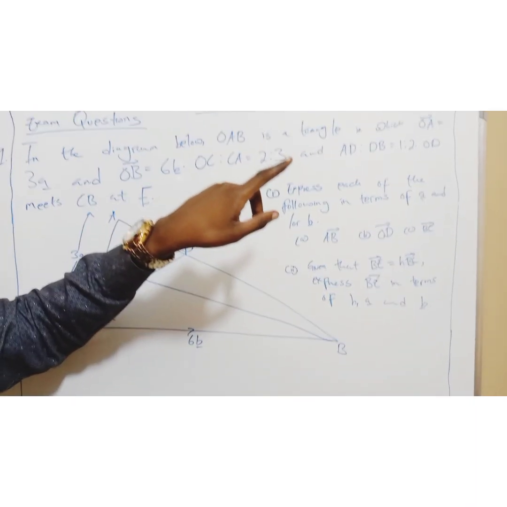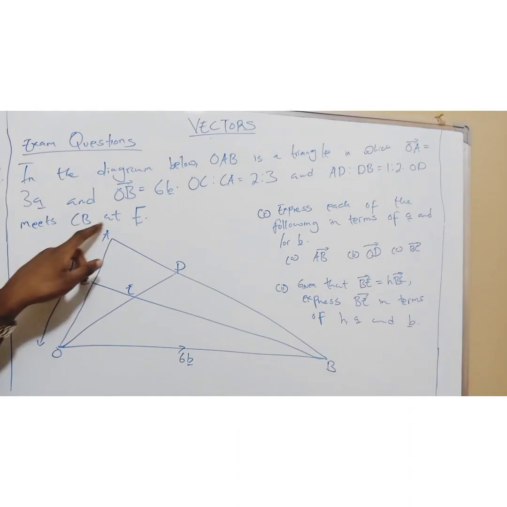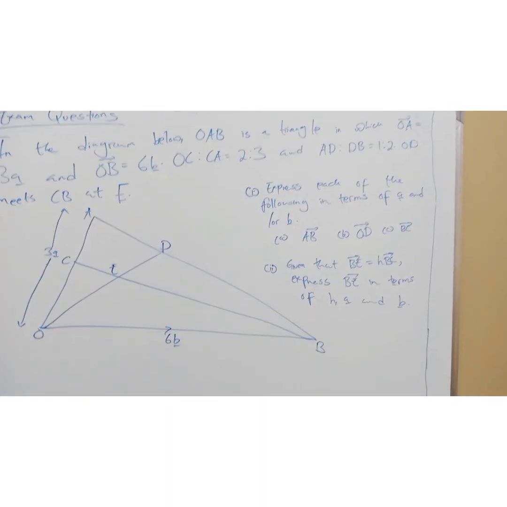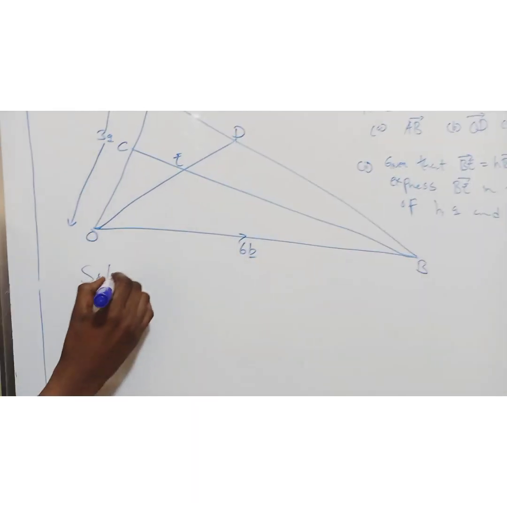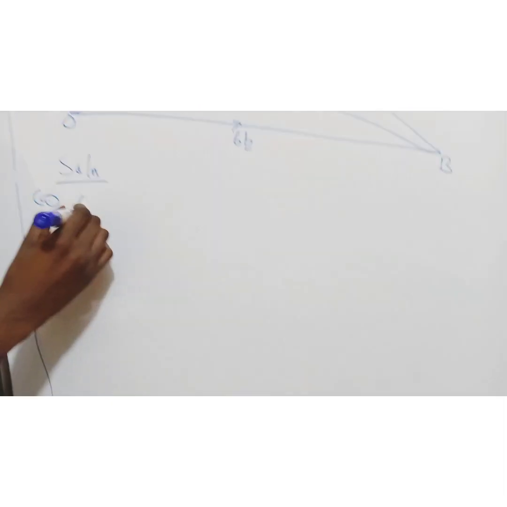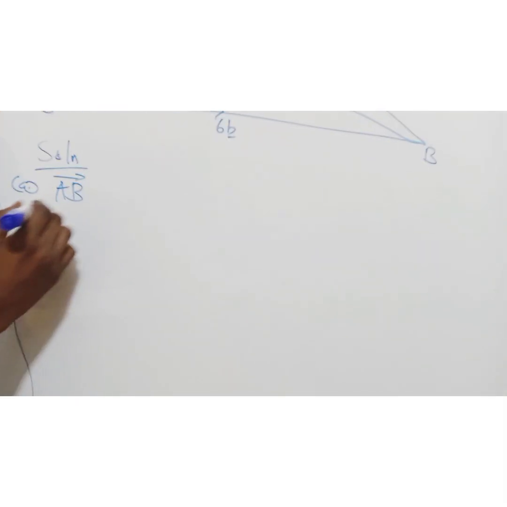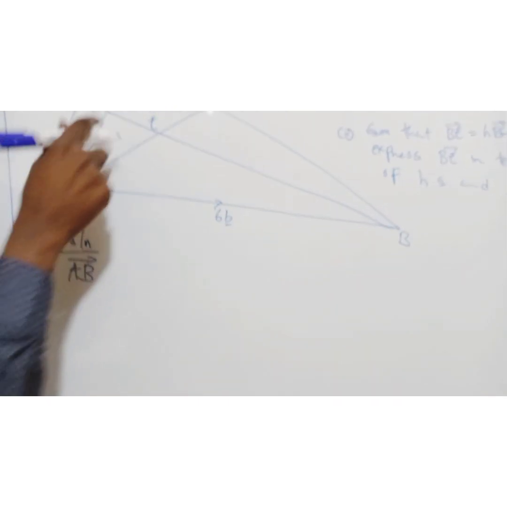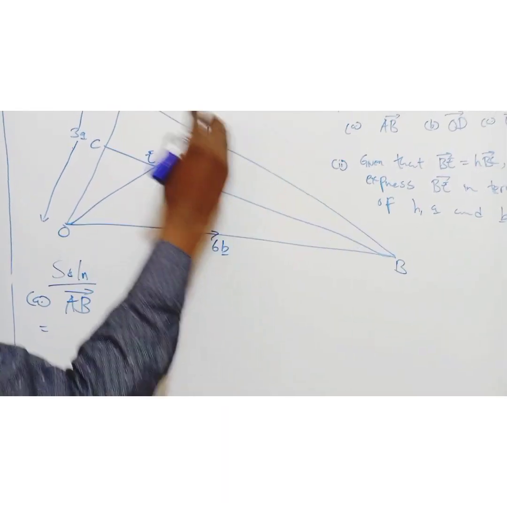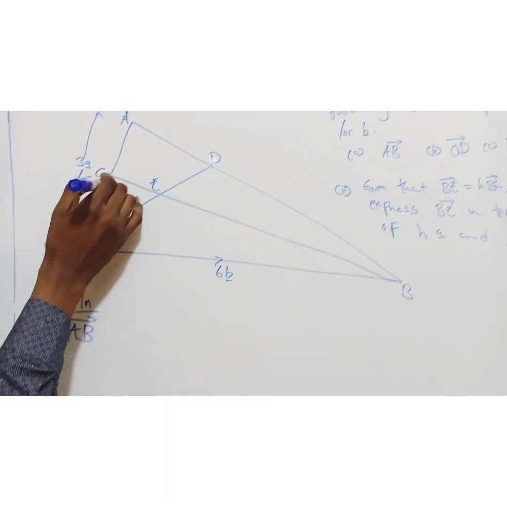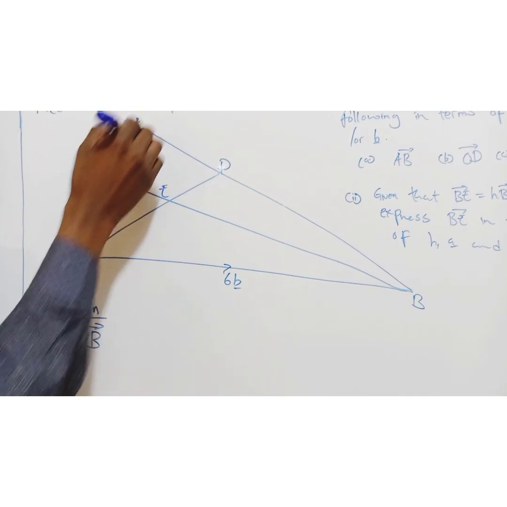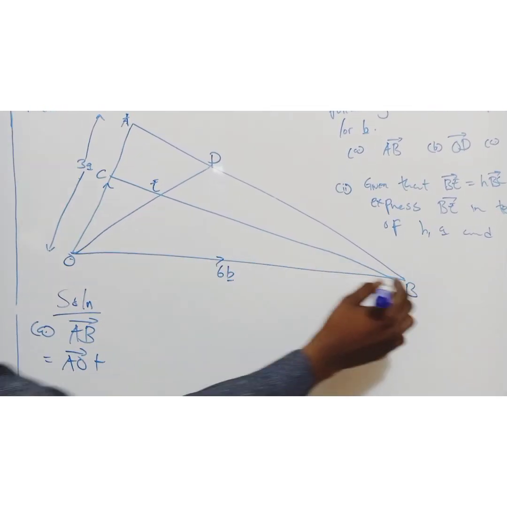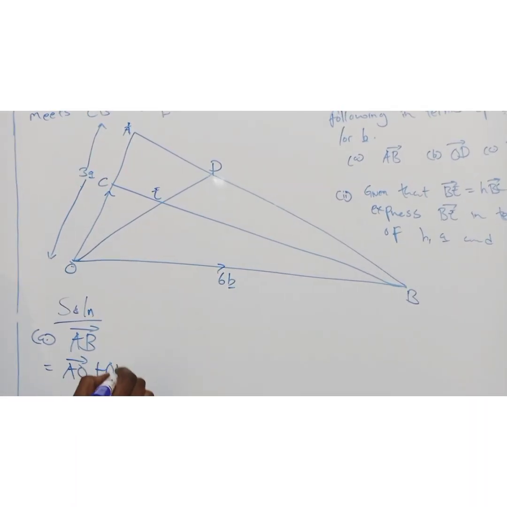Then OD meets CB at E. So express each of the following in terms of A and OB. So solution. They want us to find AB. That's the first question, AB. And I said never move where there is no arrow. Don't. So let's look for arrows. Yeah. So we have AO plus OB.